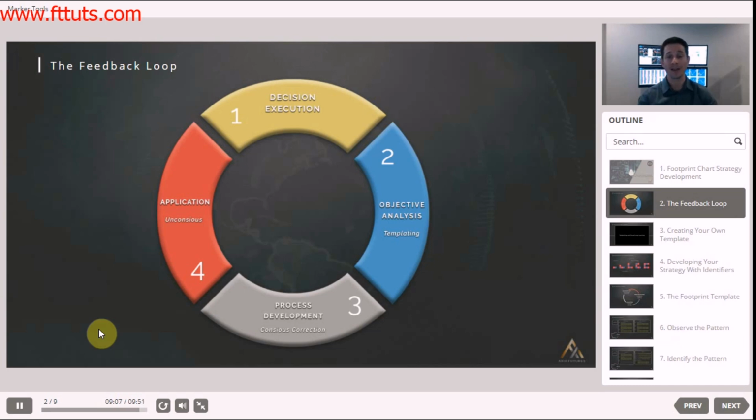We want to develop a process to correct that mistake. So we want to turn that unconscious error into a conscious error, or into a conscious correction. Now, once we've adopted a process through habit, and we've done it over a number of days, eventually it will become an unconscious correction.